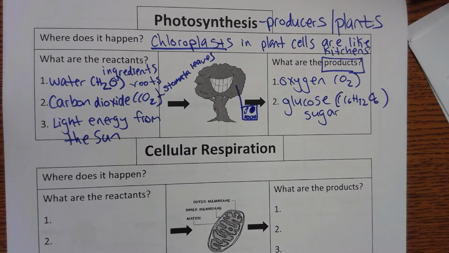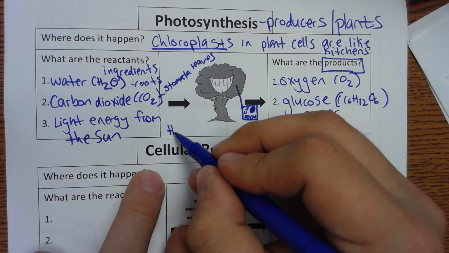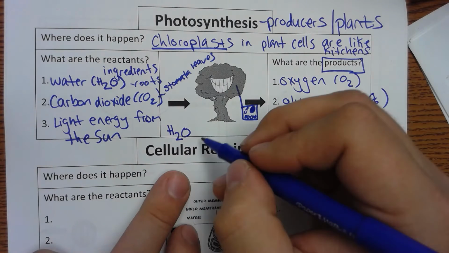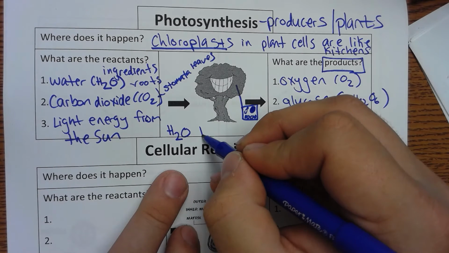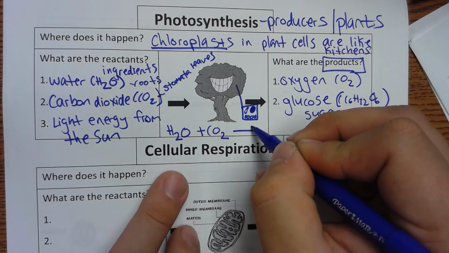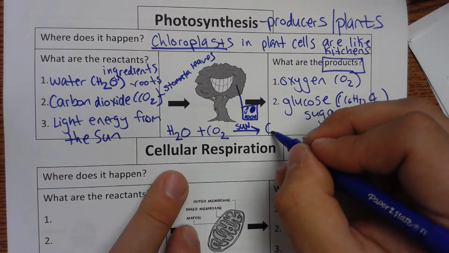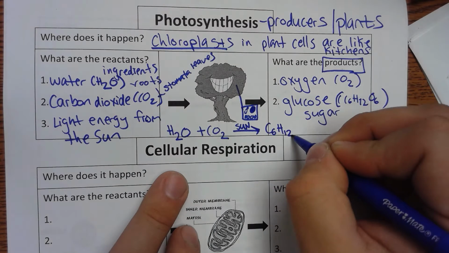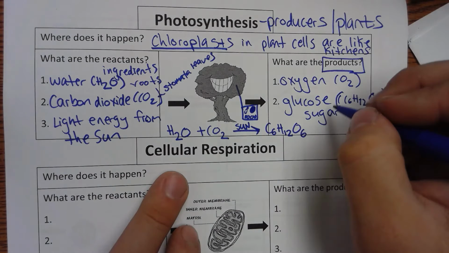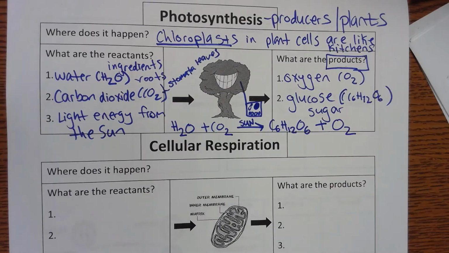So you might see this on the SOL, the chemical formula or the chemical equation for photosynthesis. You take water plus carbon dioxide, and then you take energy from the sun, and then that makes glucose for the plant to eat and oxygen for us to breathe. Okay?